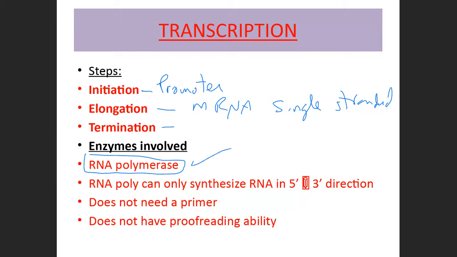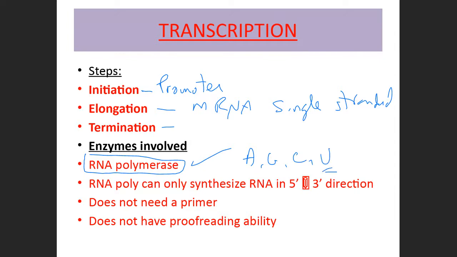Again, this is an anabolic process because we're making something. Energy will be required. The energy is going to come from the nucleotides. In this case, the nucleotides will be the adenine, guanine, cytosine, and uracil triphosphates, because this is RNA.